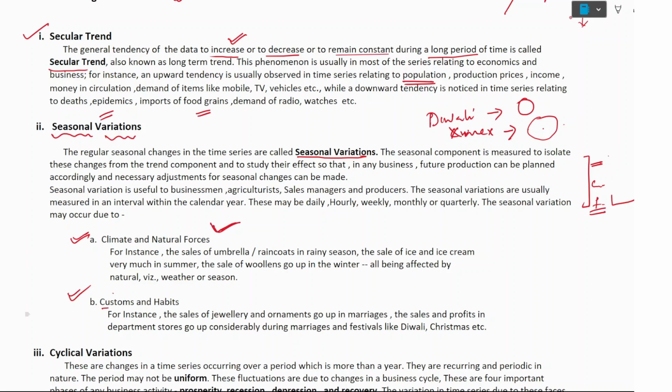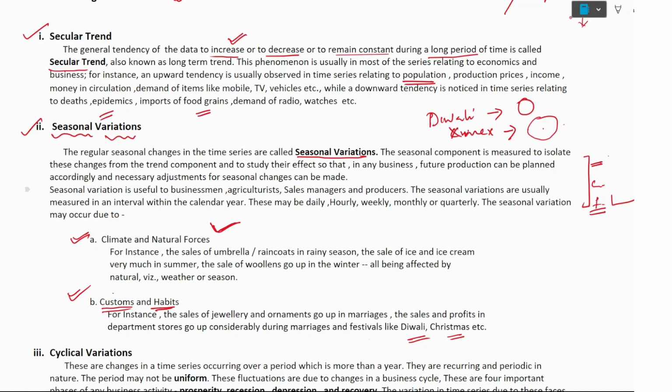Otherwise, customs and habits also matter. In the time of marriages, the sale of jewelry or ornaments goes up, and the sales and profit in department stores go up during festivals like Diwali, Christmas, etc. Therefore this kind of change is called seasonal variation. It is related to a particular season. It can be due to natural forces or to customs and habits. Therefore the second component of time series is seasonal variation or seasonal trend. First one was secular trend, second one we discussed, seasonal variation.